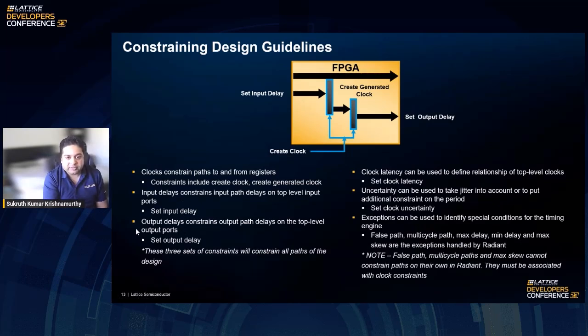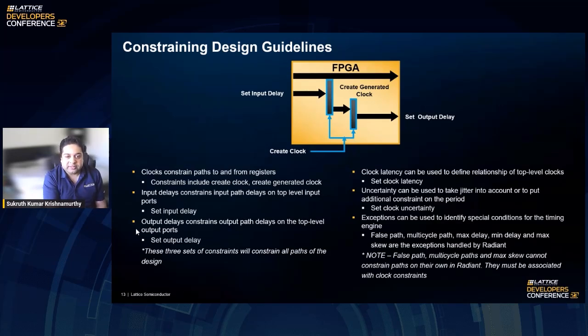Along with these constraints, users can also include a clock latency constraint to define the relationship of top-level clocks that come from an external source. This constraint can be in the form of the set clock latency constraint. Along with defining the relationship at the top-level ports, users can also include an uncertainty constraint to take jitter into account or put additional constraint on your clock period. This uncertainty can be added using set_clock_uncertainty on the respective clock.